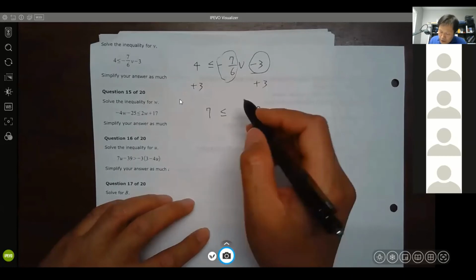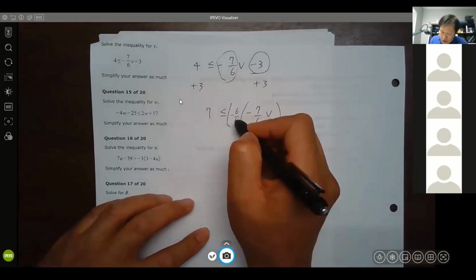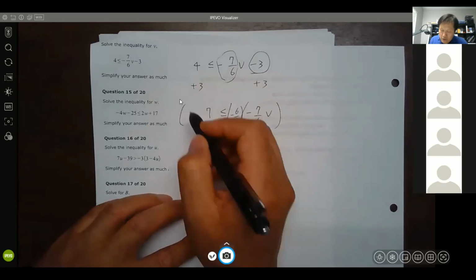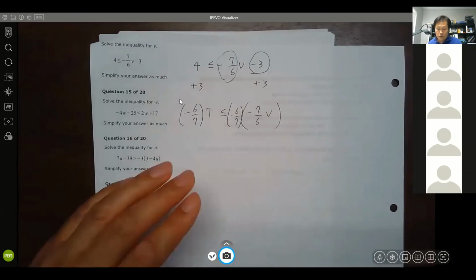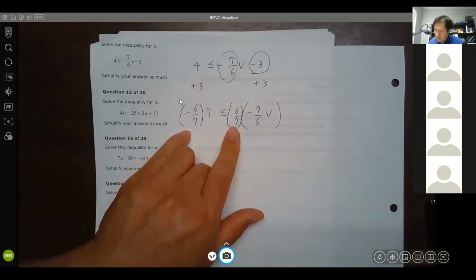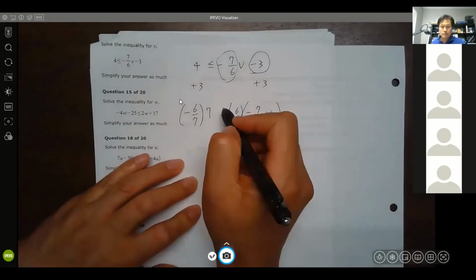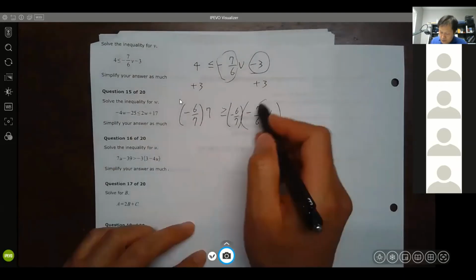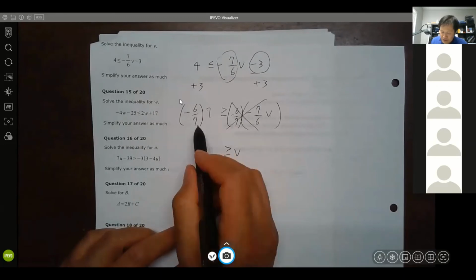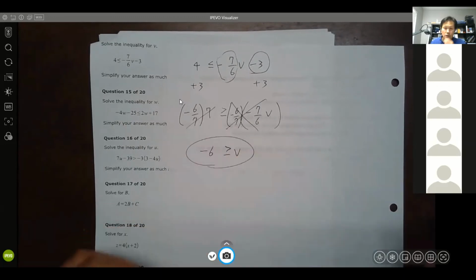So multiply by minus 6/7. Be very careful. We multiply by a negative on both sides. Make sure you flip the inequality right then. Flip it. This whole thing disappears. 7 and 7 cancel out. Final answer.